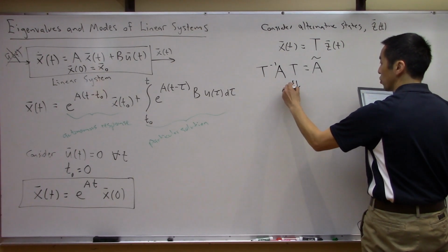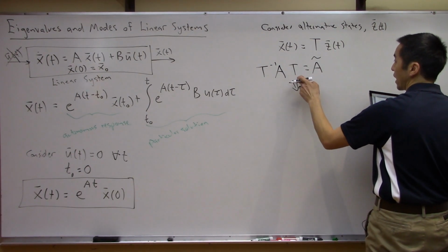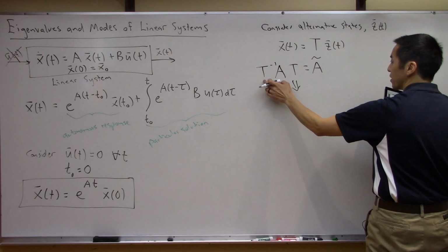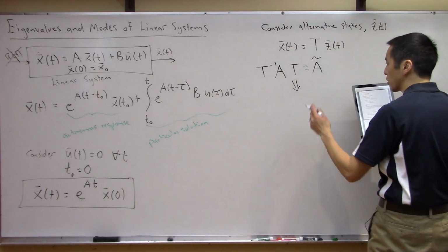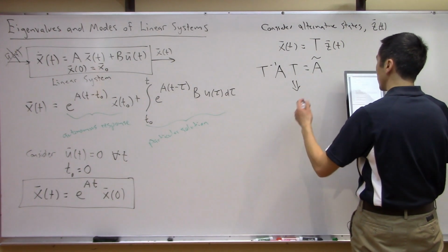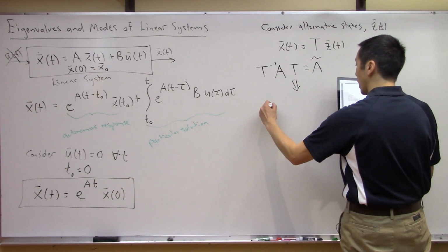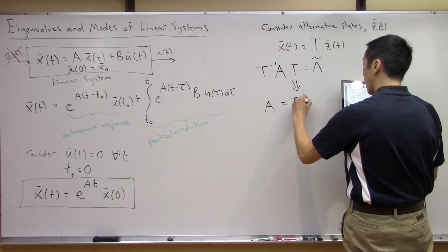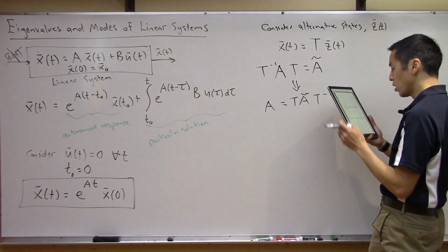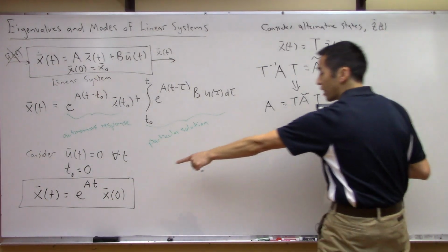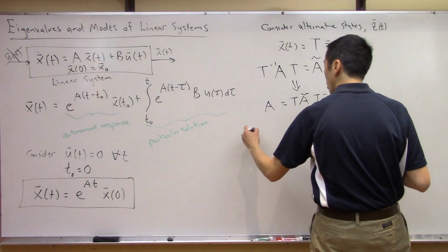So basically just do the matrix inverses, right? And again, the idea with the similarity transformation is this T matrix is a square n by n full rank invertible matrix. So I should have no problem basically solving this to obtain A is equal to T A tilde T inverse, right? Okay, so if you plug that into the autonomous response, what do we end up with?